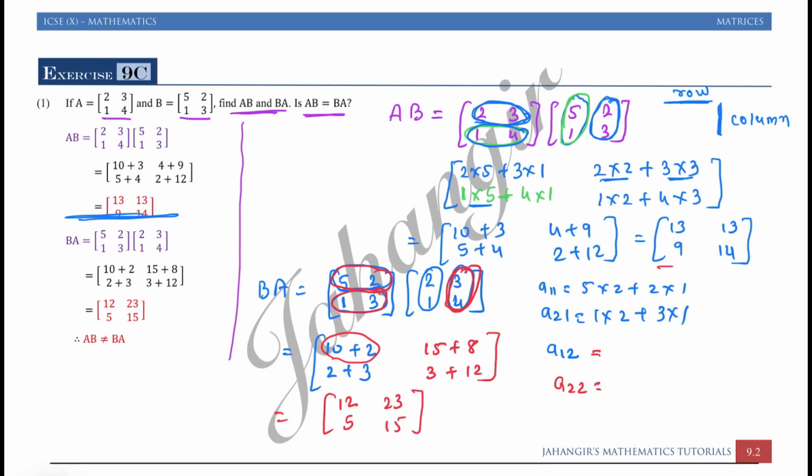So what we can see, AB and BA are not equal. So I can write AB is not equal to BA. Okay, multiplication is a bit confusing, but if you keep on trying, you may do it easily later on. Okay, it's just row times column. You have to just remember, first row, first column, first row, second column. Okay, and then second row, first column, second row, second column. That's all.